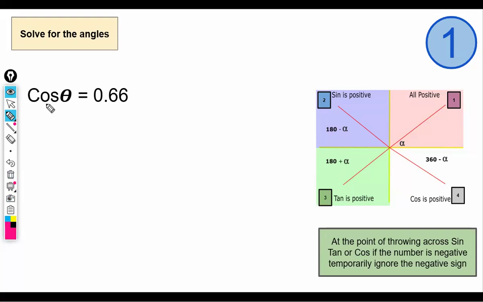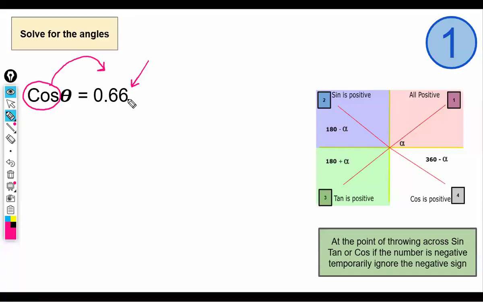So let me use a different color. In this question, to solve for theta, there's only one thing we really had to do. We had to throw across cosine. So when we throw across the cosine, look at the number on this side of the equal sign. Is that particular number positive or negative? Well, isn't 0.66 a positive value? So this is a positive type of question. It's not a negative type of question.